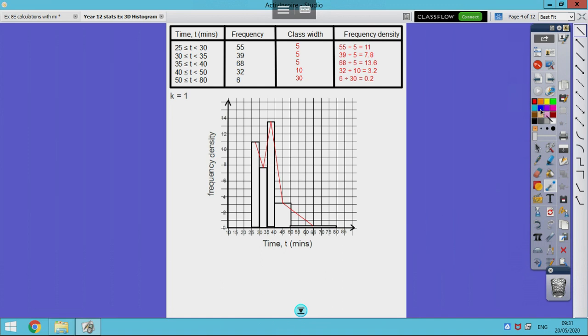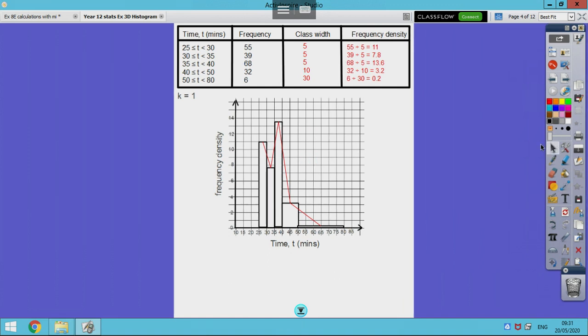Just to refresh your brain on that, because sometimes they ask you to draw on the same axis a frequency polygon, and you draw the lines at the midpoints of each of the bars. Just the second skill that we need to know there.